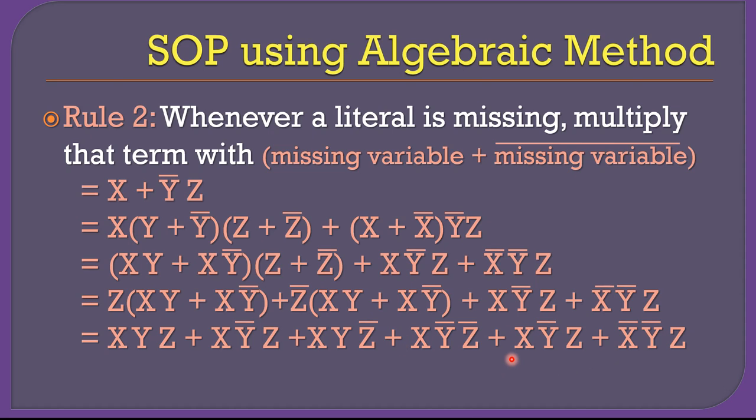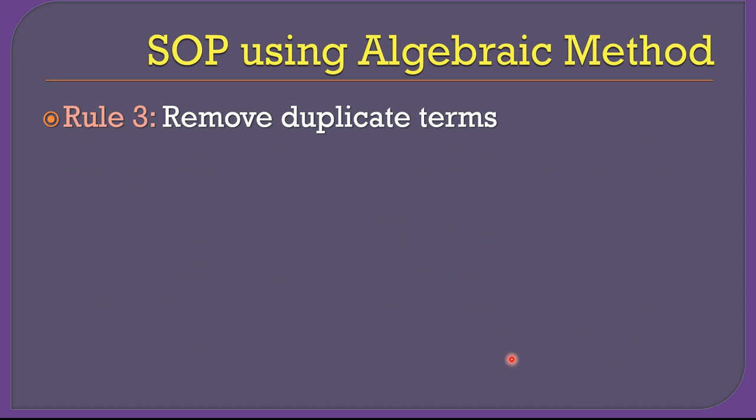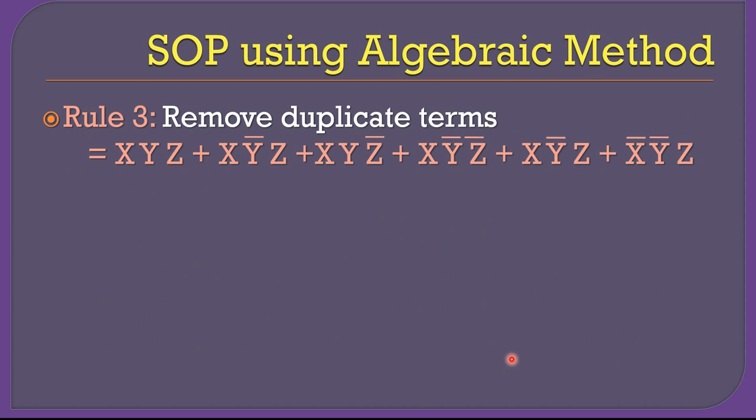Now, this is what you got after applying rule 2. Now, rule 3, remove the duplicate terms. You have some duplicate terms here, so first you identify which terms are duplicated. The first term is not repeated anywhere. In the second term, you can see x y dash z is repeated twice. The remaining terms are not repeated.